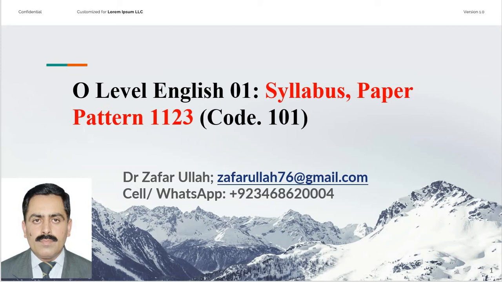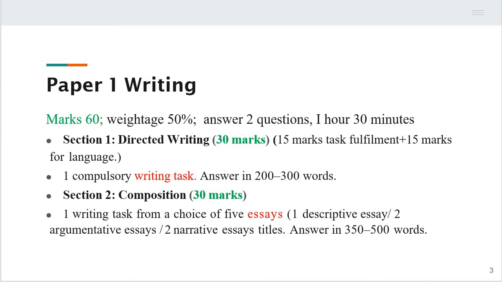Hello students. Today we want to discuss the O-level English syllabus paper pattern, and its code is 1123. There is Paper 1, writing. It has 60 marks and 50% weightage, and you have to answer two questions. Its time is 90 minutes.